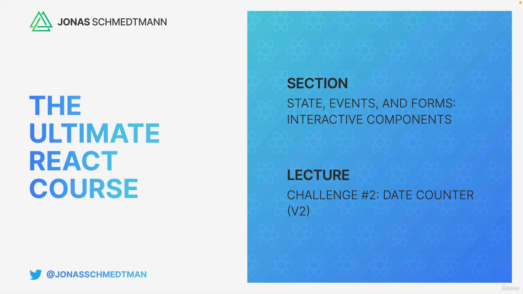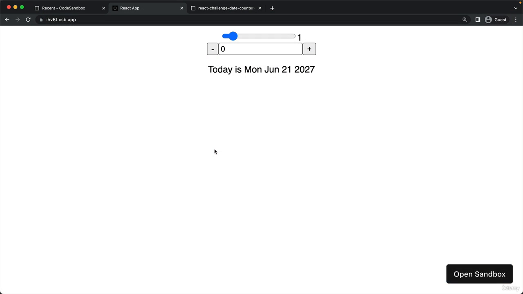Let's wrap up this section by continuing to work on the date counter challenge that we started earlier. So, in this part 2 of the challenge, we will upgrade the date counter that we built before. We can still click on these buttons to move forward in the date, but now we can also directly go to a date by defining a count here.